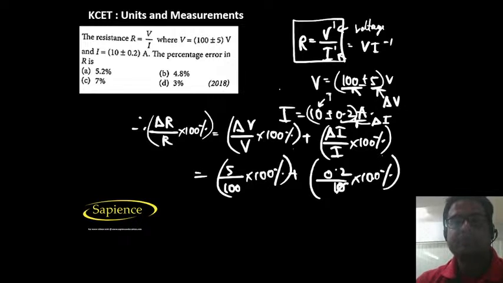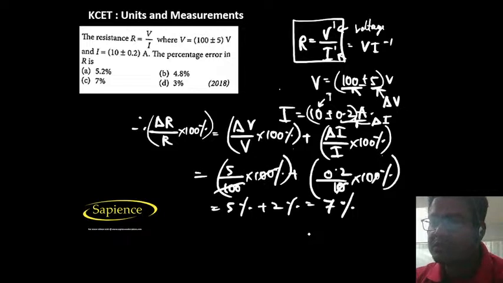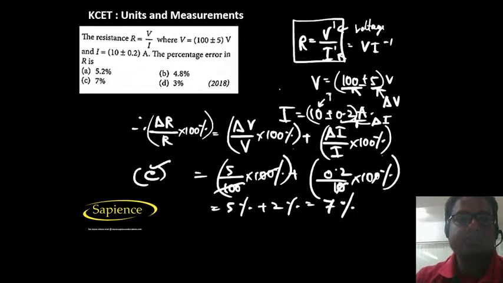So the 100 and 100 will cancel, so this is 5% plus 2%, that is 7%. So 7% is the answer, which is option C. So option C is the correct answer.